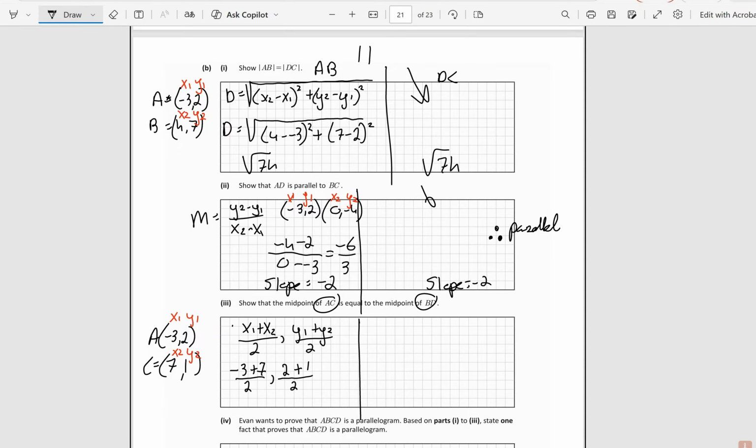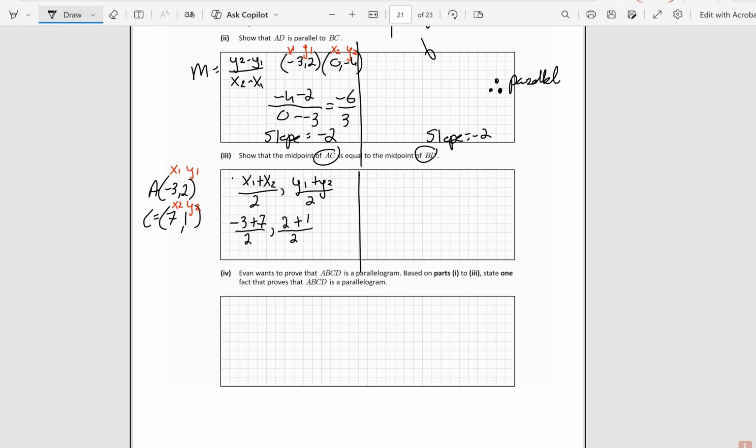Minus 3 plus 7, well, you know your rules. When the signs are different, we subtract the numbers and use the sign of the bigger number. So we get 4 over 2, comma, 2 plus 1 is 3, so we get 3 over 2. We can leave it like that. We do the same over here on this side.